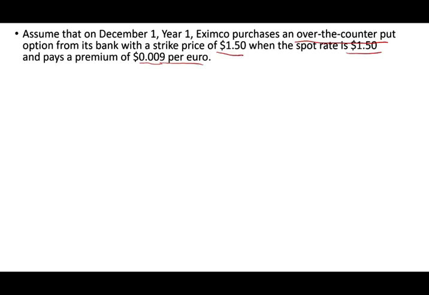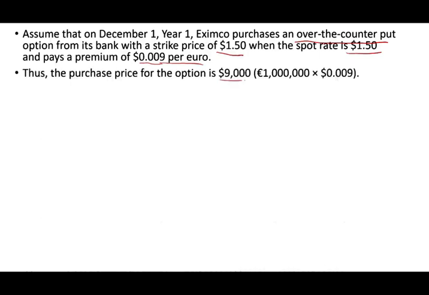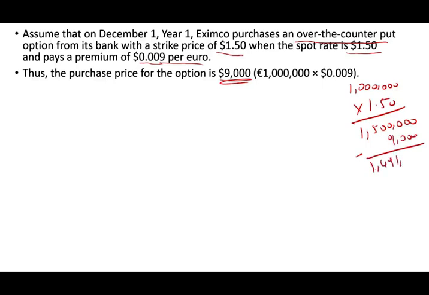But to guarantee that price, they had to pay 0.009 per contract. This doesn't come cheap. Why? Because somebody is selling you this option. You have to pay $9,000 for it, but you are guaranteed you'll be able to sell your euros at $1.50. So when you get the 1 million euros, you can sell them at $1.50. You are guaranteed 1,500,000. But remember, you had to pay $9,000 to have this option. So copy this number down, 1,491,000. This is your guaranteed amount.